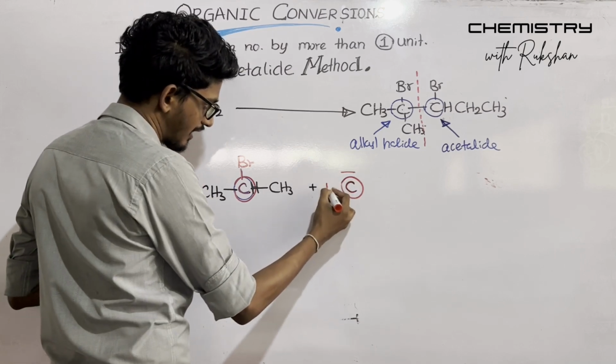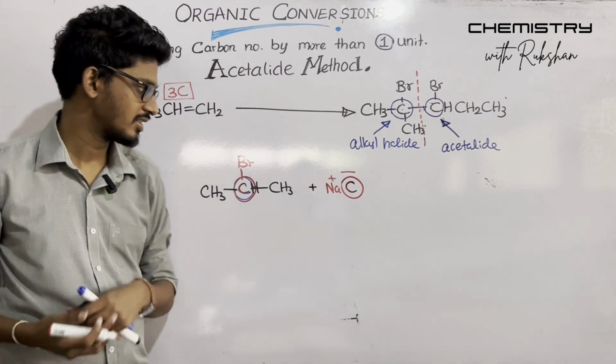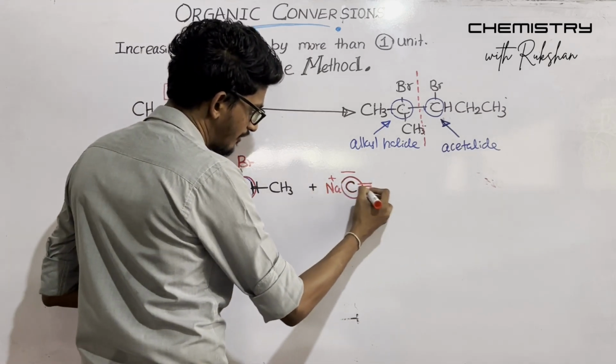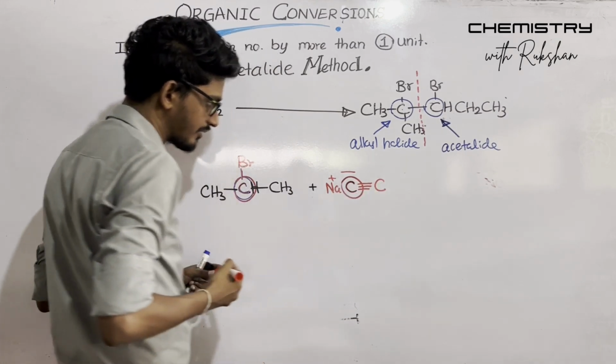Acetylide functionality, one can write like this, right? This is acetylide functionality. This is the alkyl halide functionality. This is the acetylide functionality, right? So when writing the acetylide functionality, you have no choice, right? You have to come up with all these 2 carbons, right?